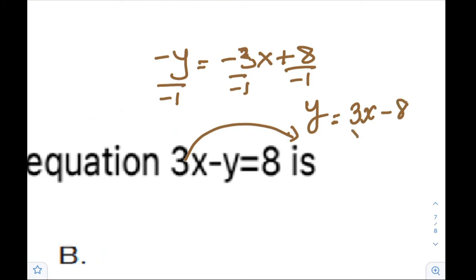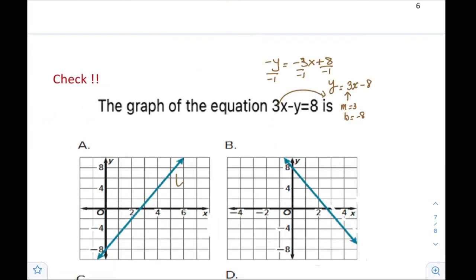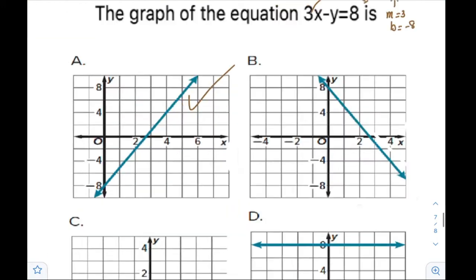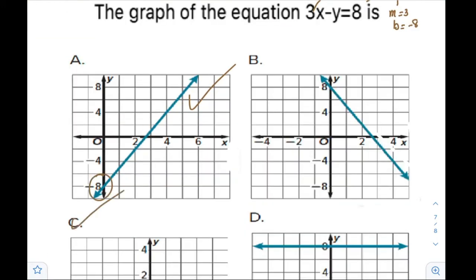From this, we know that the slope is positive and the y-intercept is minus 8. Of course, this one is our answer because this is the only one with the positive slope. The y-intercept is minus 8, of course, so that's it. The choice is A, without even checking the other parameters, like the slope, whether it's correct or not, but this is the only choice that makes sense.